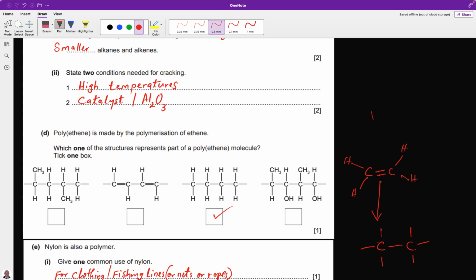If this polyethylene has many structures, this will be the structure of it. This will be the unit of the polyethylene. It will just be the unit. There are many other ones because the double bond will disappear.